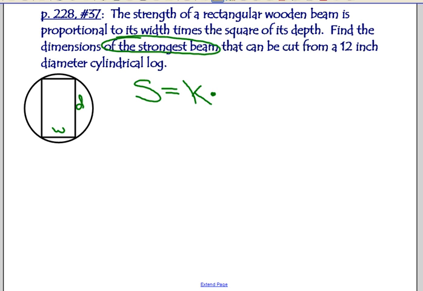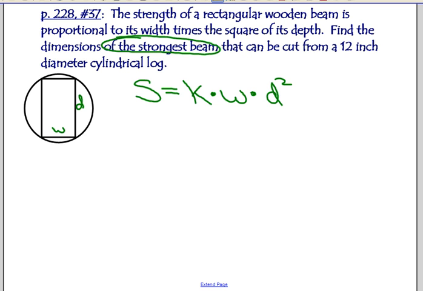It would depend on the wood. Hardwood might have a bigger constant than a softer wood, but it's just some constant that's going to factor through our problem. So strength is proportional to the width, some constant times the width, and times the square of the depth, so times the depth squared. Immediately you can see that depth counts more than width, so it probably makes sense not to have a square beam, but something taller than it is wide.